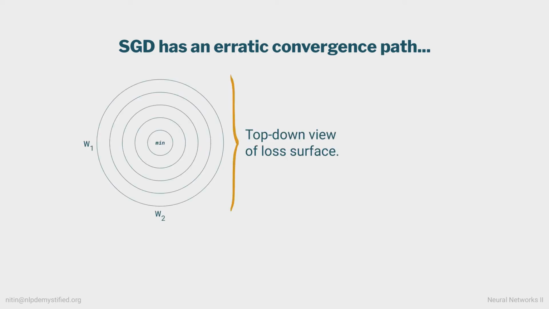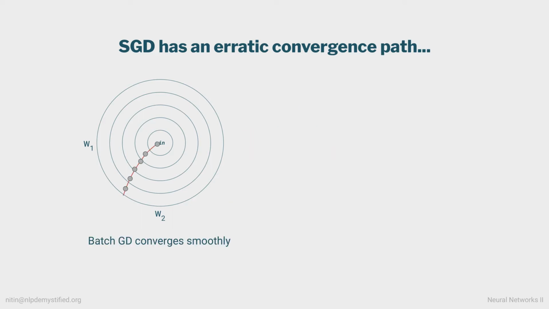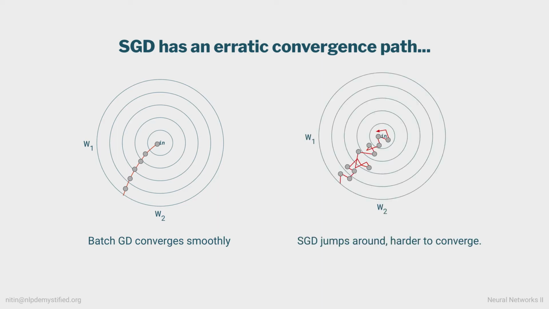Imagine we have a network with two weights to train, W1 and W2, and we're looking at the loss surface from the top down like this, so the minimum is at the center. With batch gradient descent, because we're taking the loss across the whole dataset, the convergence towards the minimum tends to be smooth. On the other hand, SGD tends to have loss values which jump around. The loss does reduce over time, but the path towards the minimum tends to be erratic, and as it gets closer to the minimum, it tends to hop around rather than converge.